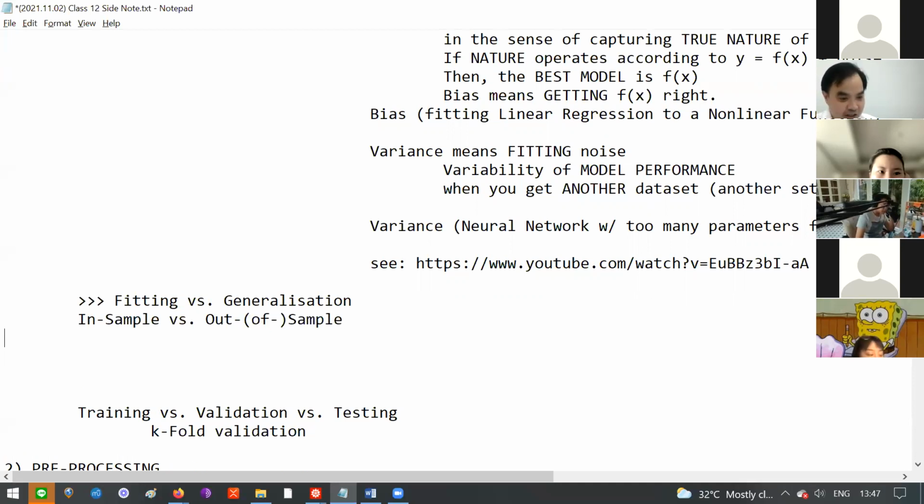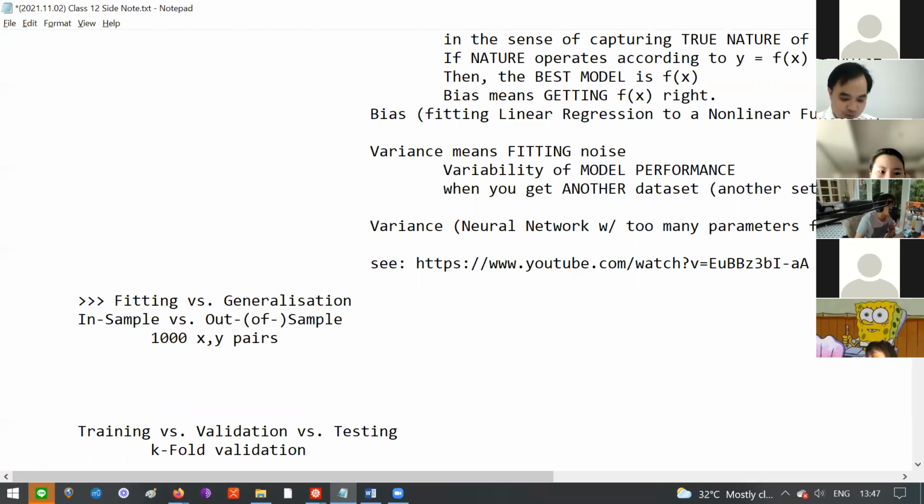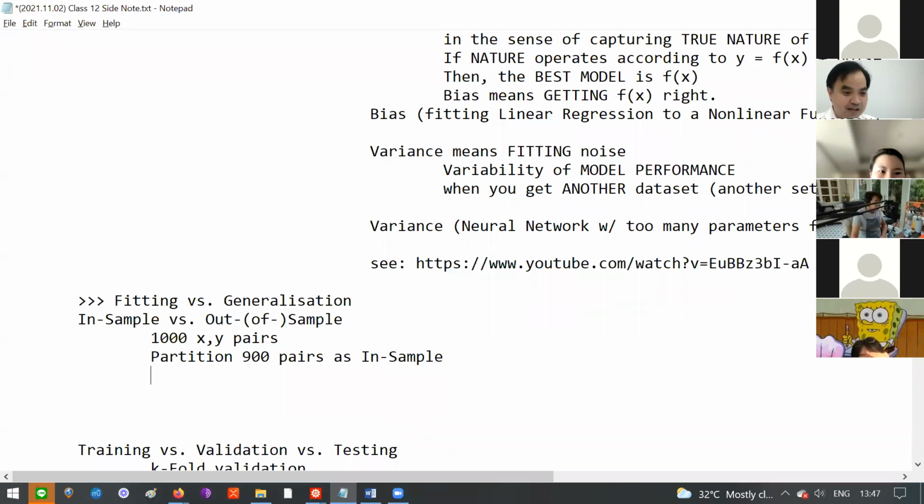What it means is that you have, say, 1,000 X and Y pairs. Okay, you partition, say, 900 pairs as in sample, and then keep in a safe 100 pairs as out sample.